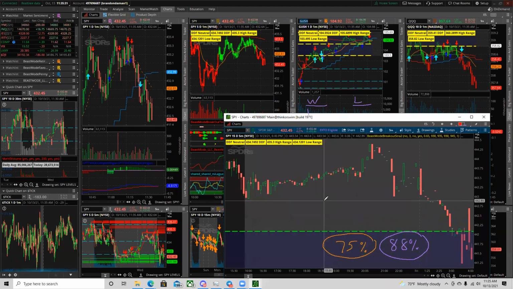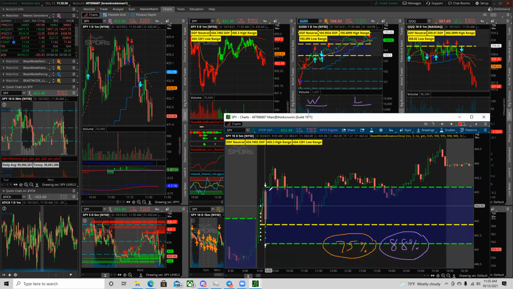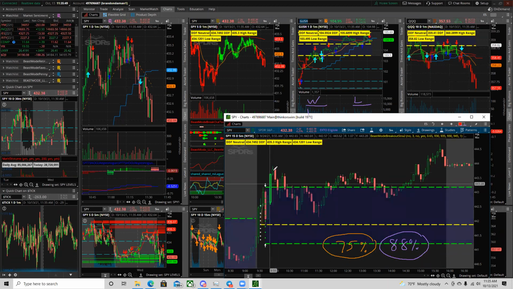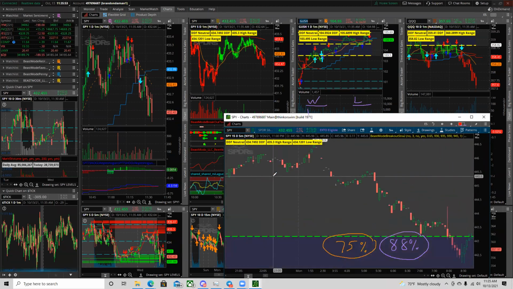Then we scroll over to the next day, right? We wait for our floor to get put in place. We break to the upside. Our one-to-one is about right here. Hits our one-to-one right towards the end of the day. Our halfway point would be about right here. You'd be holding this trade for most part of the day unless you were okay with the profits right there. So now we are 3-0, right?